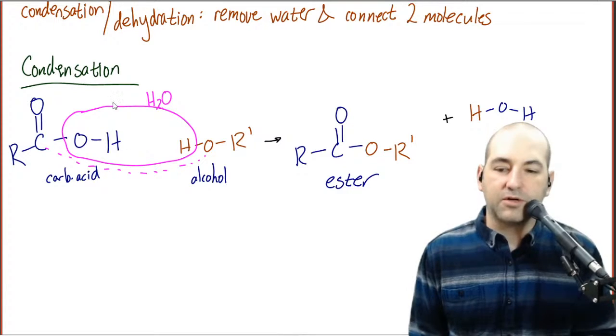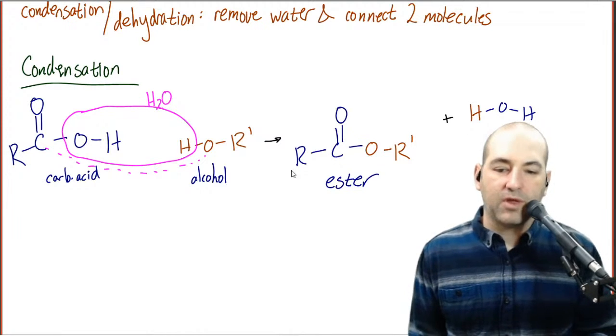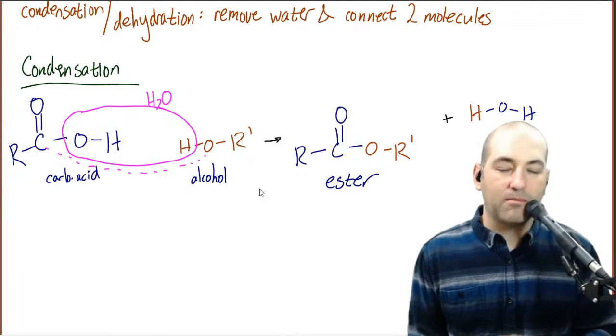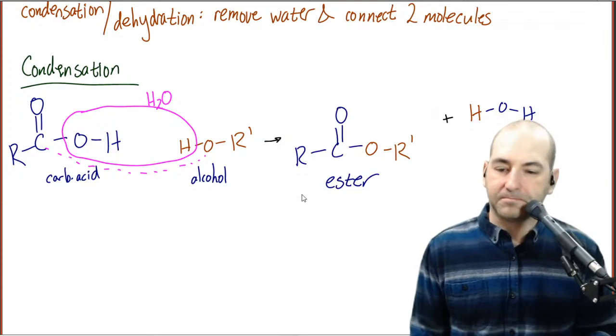All right, so we were able to condense a carboxylic acid with an alcohol and come up with, or make, or form an ester. So this particular type of condensation might also be known as esterification, like we're making an ester, we're forming an ester.